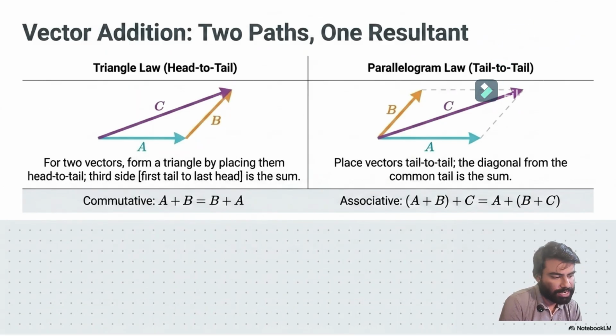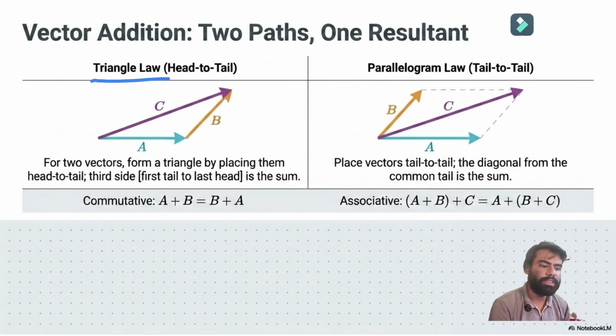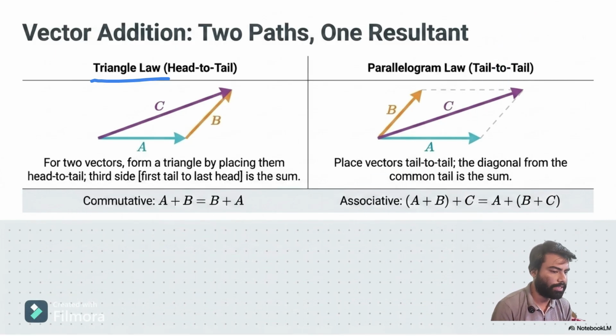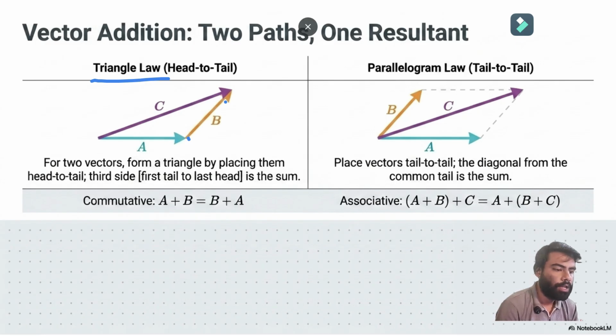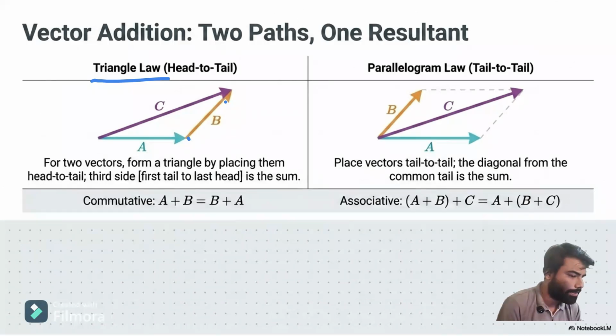We will understand two types of vector addition, and we'll find that the result we get from the two types is the same. The first one is the triangle law. What is the triangle law? If you place two vectors side by side to form a triangle, from the first tail to the last head, this is the tail and this is the head, you get a result. The third side of the triangle will be the resultant, and the direction of the third side is opposite to the first two.